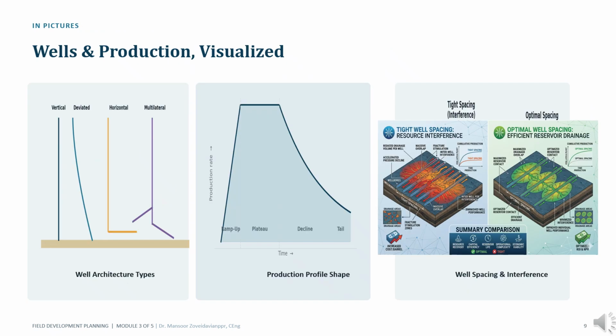This slide brings together several concepts from the module. The first image illustrates the different well architectures, from vertical wells to more advanced horizontal and multilateral designs. The second image shows the typical production profile, including ramp-up, plateau, and decline phases. The third image demonstrates how well spacing affects drainage and interference between wells. Together, these figures summarize the key relationship between well design, reservoir access, and production performance.